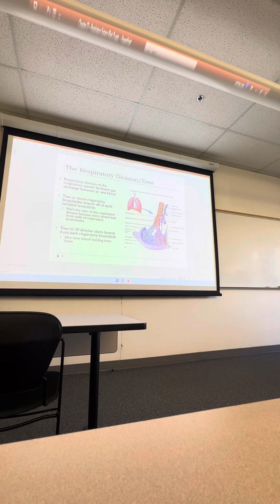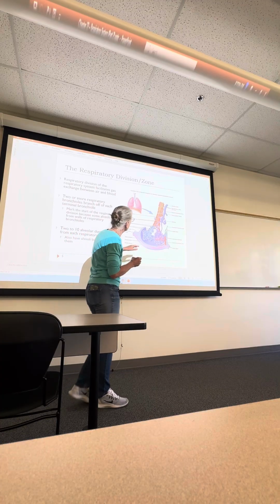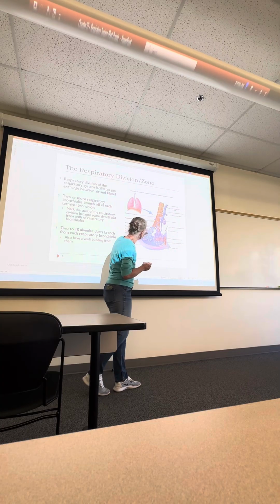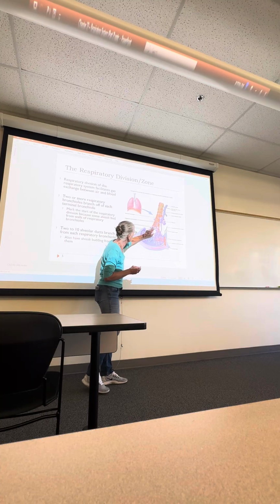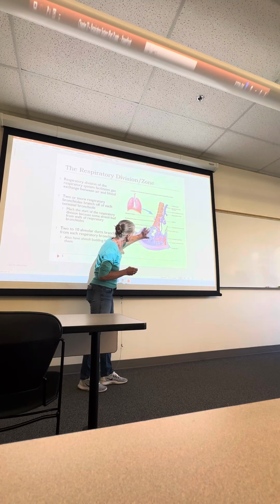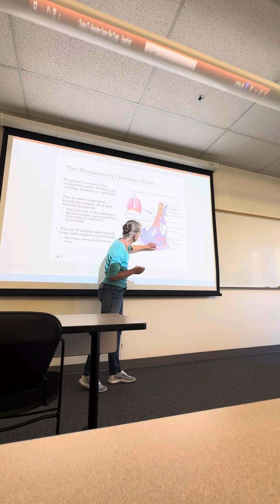All right. So get down into the respiratory division or the respiratory zone. Here we have our terminal bronchiole, and here we have our respiratory bronchiole, and the respiratory bronchiole leads to alveolar ducts. And the alveolar ducts have around them and coming off of them alveoli. This is called an alveolar sac.